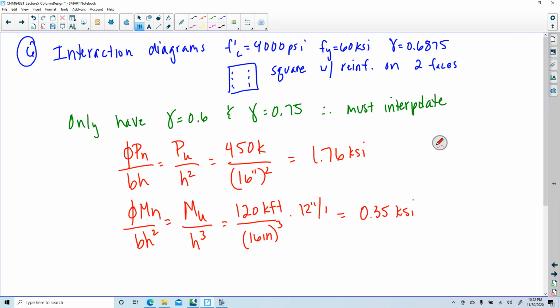So I'm going to go to my two interaction charts. What you're going to get out of these interaction charts is the desired reinforcement ratio. So I'm going to need 1.76 and 0.35.